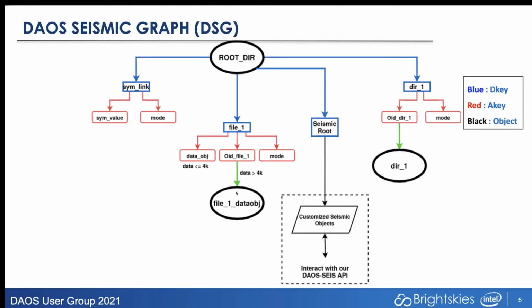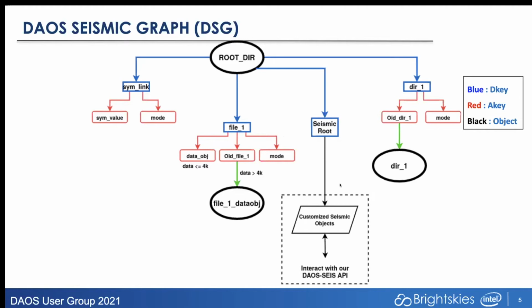Based on a typical graph structure, the DSG is built on top of the DAOS API and uses regular DFS routines to create, open, and close its underlying objects. Each graph can be accessed through its root object, whose interface allows the user to access many of the other customized seismic objects implemented in our graph. To better understand how this graph structure works, we need to take a deeper look.